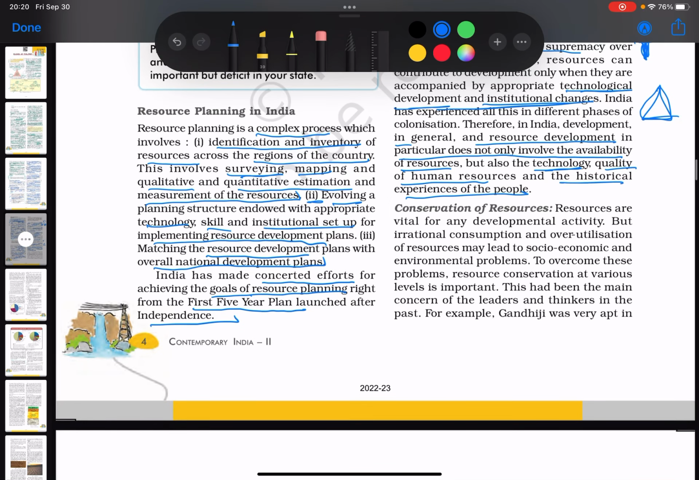Now let us look at the concept of what we mean by the conservation of resources. So resources are vital for any developmental activity, but irrational consumption and overutilization of resources may lead to socio-economic and environmental problems. To overcome these problems, resource conservation at various levels is important. This has been the main concern of the leaders and thinkers in the past.